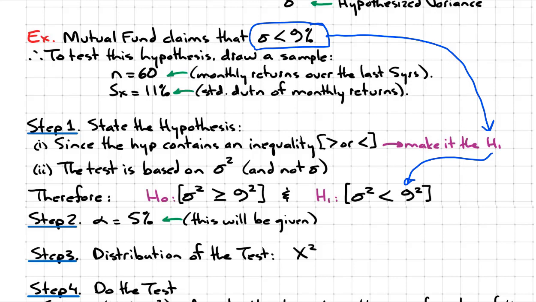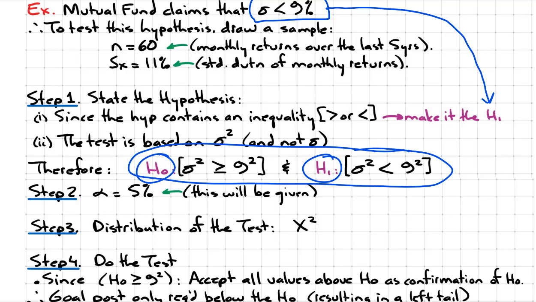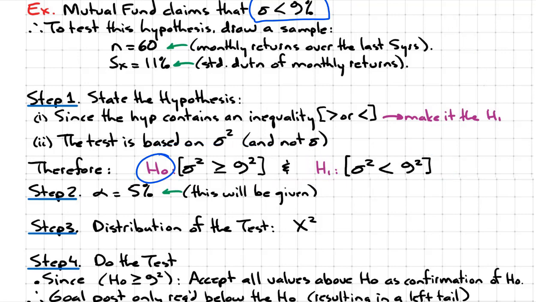And what's the second thing we need to be mindful of? This test is regarding variance and not standard deviation. Done. And that's it. So that's your alternative. Now, the alternative and the null are complements to each other. So if the alternative says that the variance is less than 9 squared, then the null would say that the variance is greater than or equal to 9 squared. So you see that they are mutually exhaustive. In other words, they're complete complements of each other. It's either one or the other. There's nothing in between. All right.